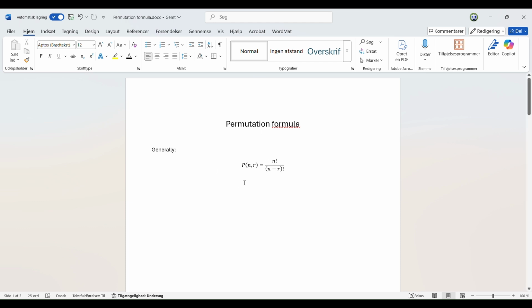So generally we have this formula which says the permutation of n choose r. We would say n factorial over n minus r factorial. So let's see this formula used in some examples.